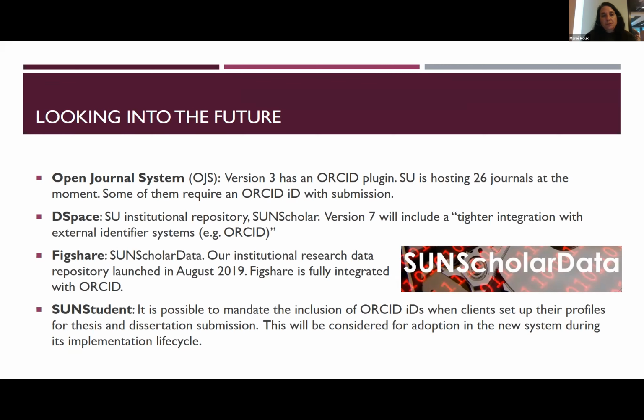Then, of course, to get to the repository, we are using DSpace. Our institutional repository is called Sun Scholar, and like Daryl has also explained before, version 7 will include a tighter integration with external identifier systems such as ORCID, but it's not a full integration to push and pull information. So at this point, we are still on version 6 of DSpace, and there's no other integration with the repository.